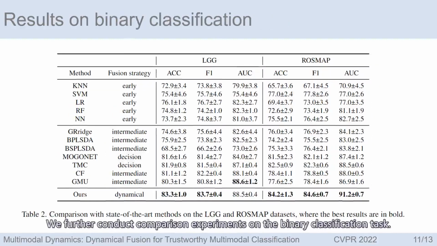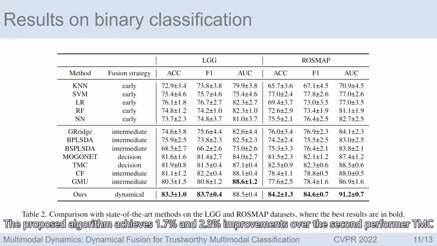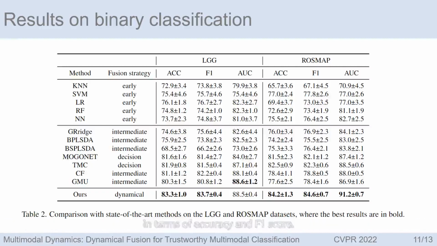We further conduct comparison experiments on the binary classification task. The proposed algorithm achieves 1.7% and 2.3% improvements over the second performer TMC in terms of accuracy and F1 score.